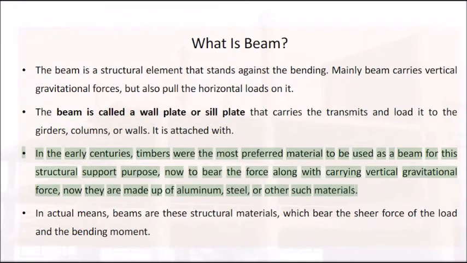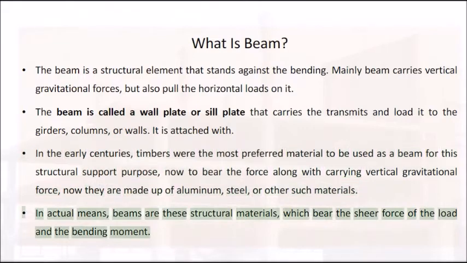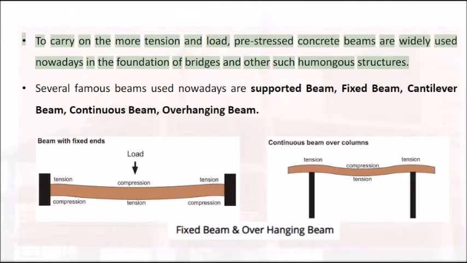In the early centuries, timber was the most preferred material to be used as a beam for structural support. Now, to bear the force along with carrying vertical gravitational force, beams are made of aluminum, steel, or other such materials. In actual means, beams are structural elements which bear the shear force of the load and the bending moment. To carry more tension and load, pre-stressed concrete beams are widely used nowadays in the foundations of bridges and other such huge structures.